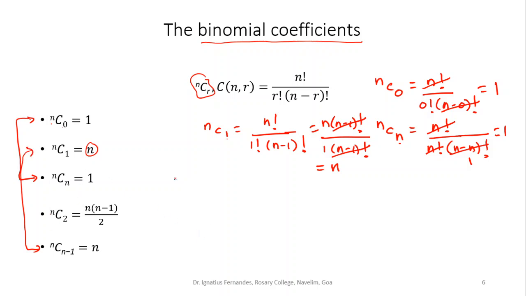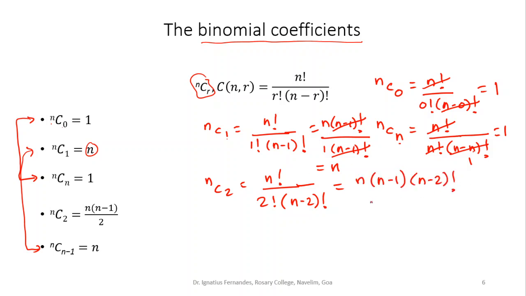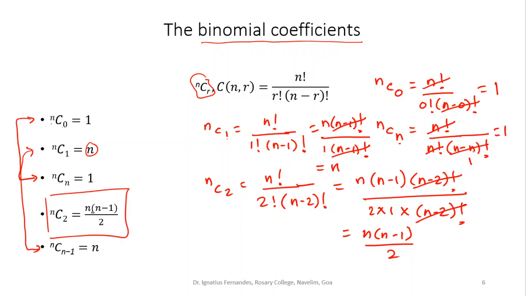The same way nC2. If I have to find out nC2, it is n factorial upon 2 factorial into n minus 2 factorial. n factorial can be written as n into n minus 1 into n minus 2 factorial, divided by 2 factorial, which is 2 into 1, into this n minus 2 factorial as it is, that will cancel with this n minus 2 factorial. What I have is n into n minus 1 upon 2, and that's how I get this. So the moment I have to find out nC2, I don't have to solve it like this every time. I have to remember that it is n into n minus 1 upon 2.